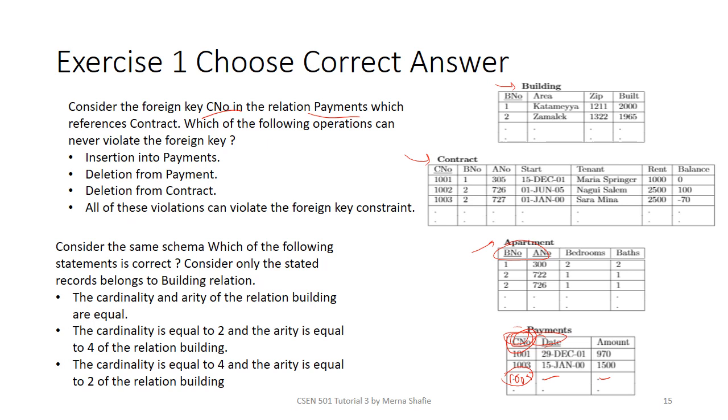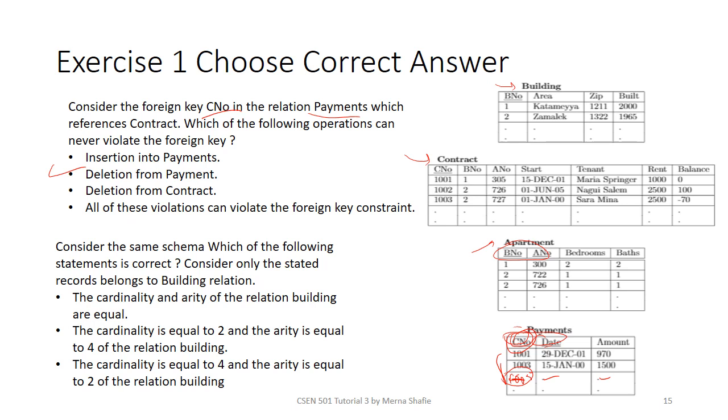Now, deleting from payments. If I ever delete something from payments, am I going to do any harm to the primary keys of the contracts? No, if all of them are already satisfying the constraint, then deleting any row from the payments will not cause anything regarding the referential integrity. So deletion from payments is the correct answer.